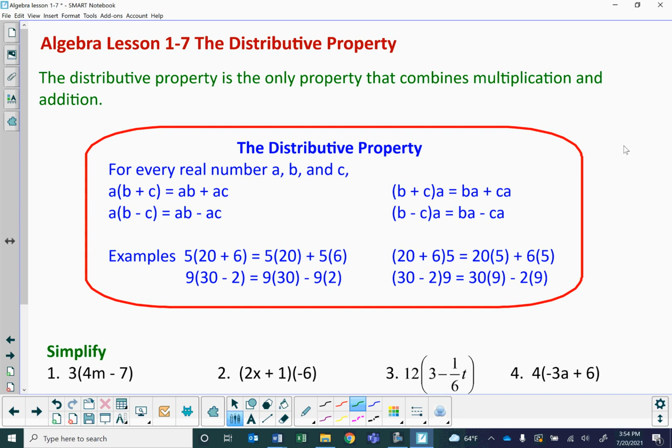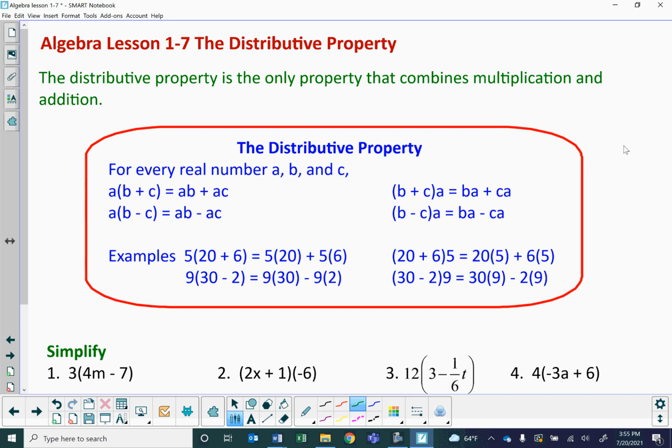Or a times the quantity b minus c is the same thing as a times b minus a times c. And you can reverse those and put the a on the outside of the parentheses at the end instead of the beginning, so b plus c times a becomes ba plus ca, and b minus c times a becomes ba minus ca. Examples with numbers: 5 times (20 plus 6) becomes 5 times 20 plus 5 times 6, which would be 130. Or 9 times (30 minus 2) becomes 9 times 30 minus 9 times 2.